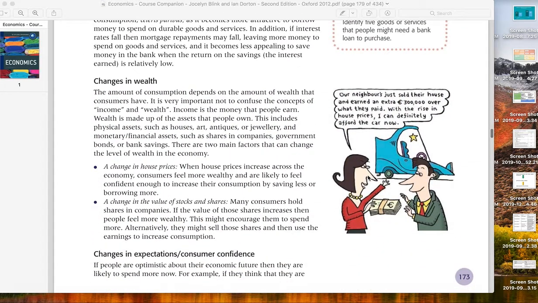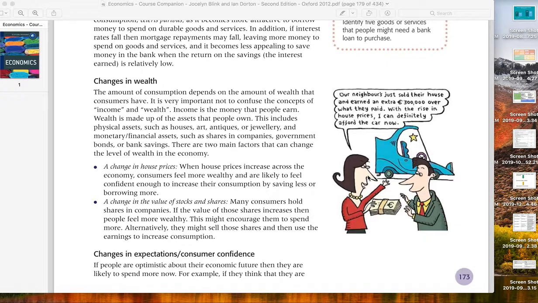Changes in wealth is another factor that we need to look at. The amount of consumption depends on the amount of wealth that people have. So this is a little bit different than income. All right, so the amount of consumption and the wealth of consumers is linked in several ways. It's really important not to confuse income and wealth, because I know in your mind sometimes in the English terminology they seem the same. Wealth is made up of the assets that people own.